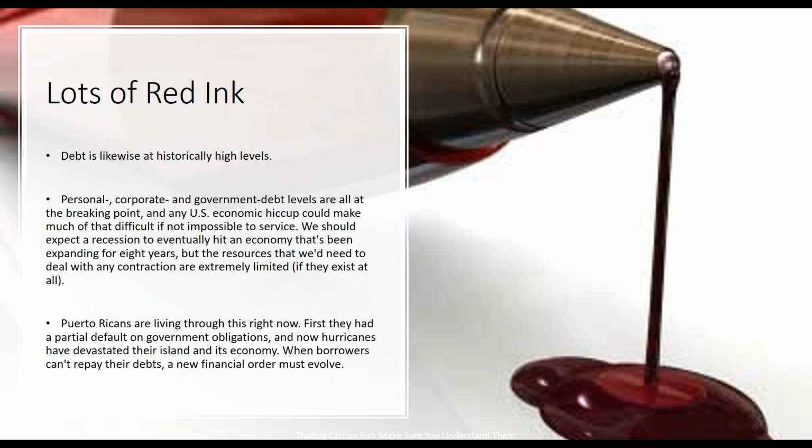Now, Puerto Ricans are living through this right now. First, they had a partial default on government obligations, and now the hurricanes have devastated their island and its economy. When borrowers can't repay the debts, a new financial order must evolve because the banks are upside down. Their debtors can't pay them. The island can't borrow money. The businesses can't borrow money because they're also upside down. And now they need to recover. And how does this happen?